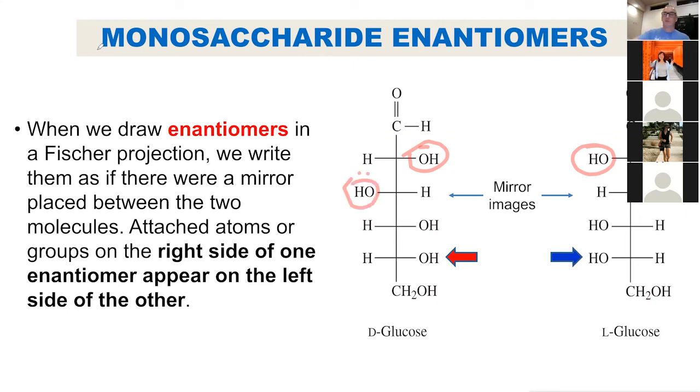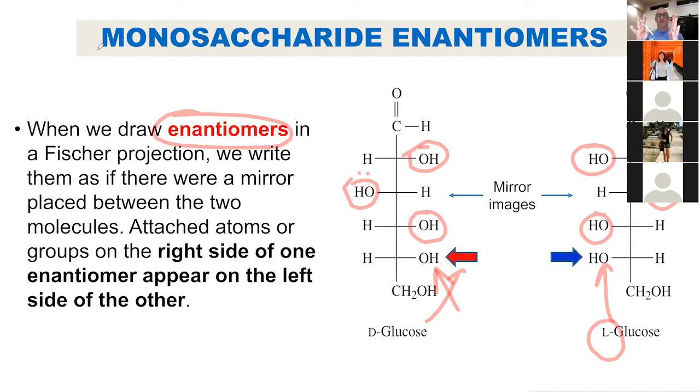So this hydroxyl group is opposite, this one's opposite, but the only one we pay attention to, to tell us whether it's L or D, is the last one, the one furthest away from the carbonyl group. So carbon 5, that's the one that tells us whether it's D or L. L is on the left, D is on the right. So we call these enantiomers because it's the same molecule, but exact mirror images of each other.